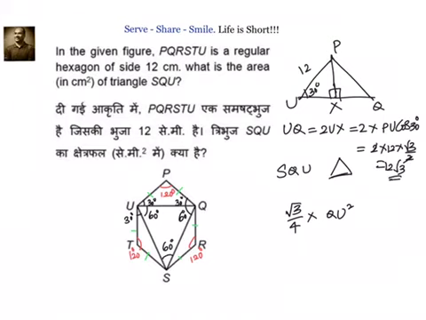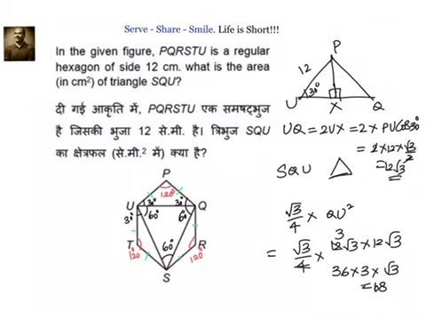Once we know QU is 12 root 3, now this is pretty simple. Root 3 by 4 into 12 root 3 into 12 root 3. Let us simplify that. 4 will go 3 times. We will have 36 into 3 into root 3, which is equal to 108 root 3 cm square.